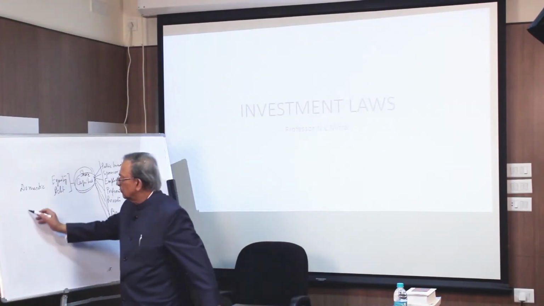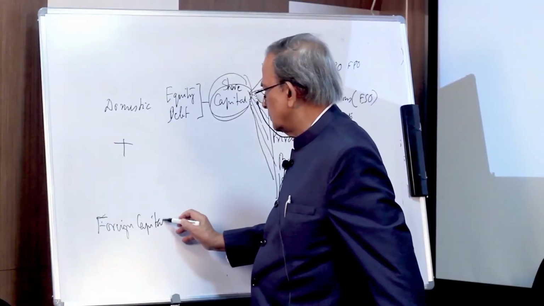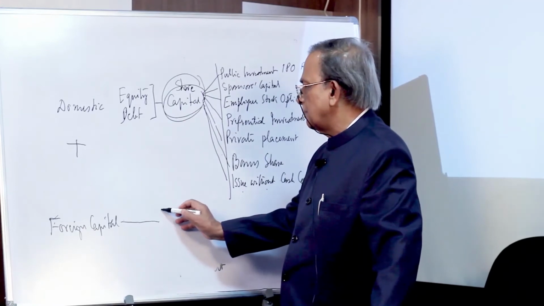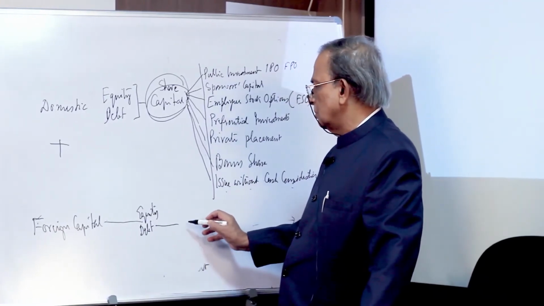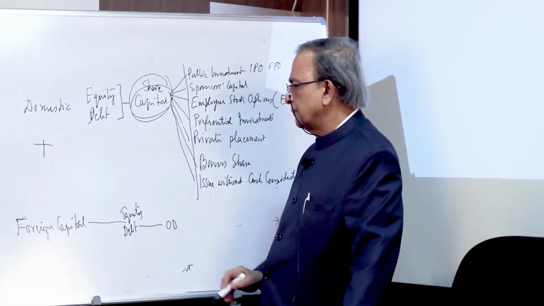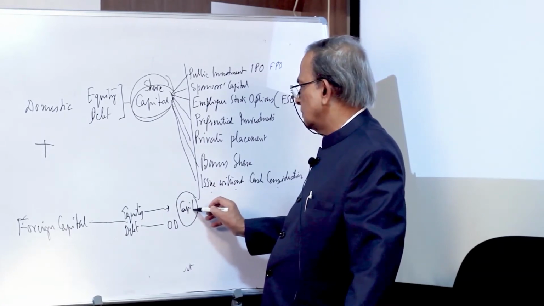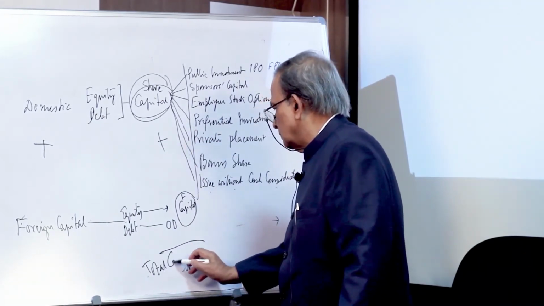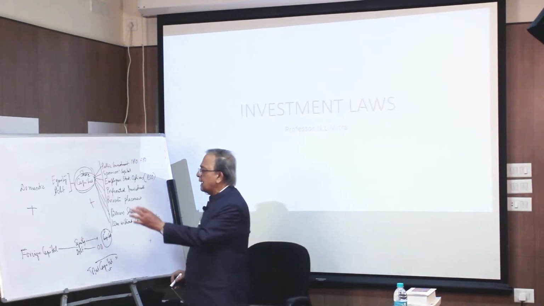Then you have foreign capital: domestic capital plus foreign capital. Foreign capital can also be equity based or debt based. This debt based is called overseas debt. This gives you foreign capital. So these two together are called the total capital of the company. Right, so the entire capital block is like this.